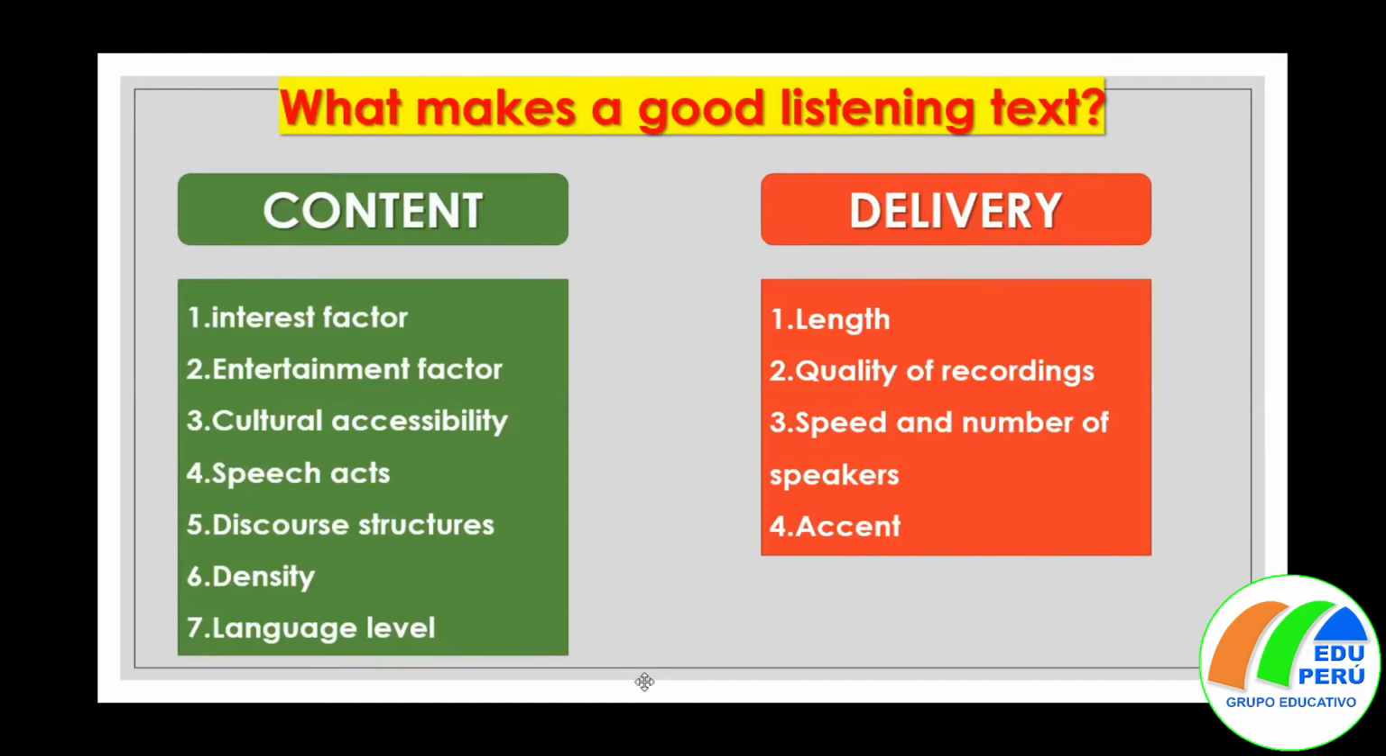The first one you can see here related to the content is the interest or entertainment, whether this test is going to motivate your students or your students are going to be interested in it. Then the cultural accessibility, the speech acts, the purposes of communication. Remember, speech acts are related to the purposes of communication. Then the core structures, the structure of this test, density, and the language level. According to the delivery, you have the length, the quality of recordings, speed and number of speakers, and the accent. So we have these items to consider in order to create a listening test.